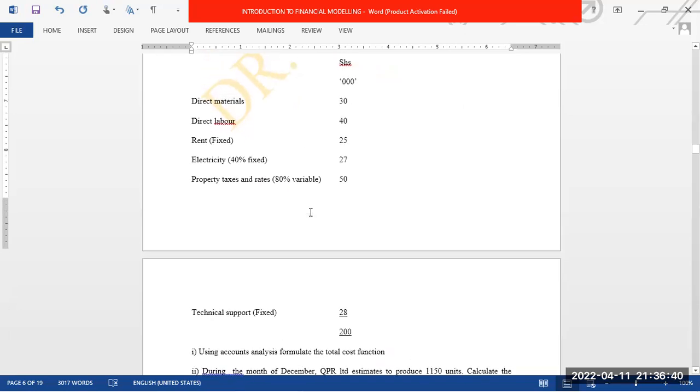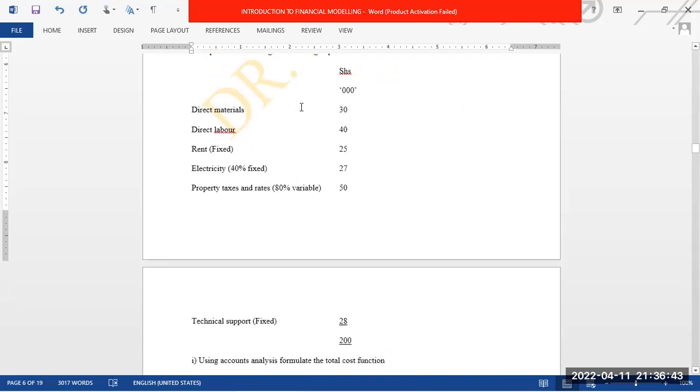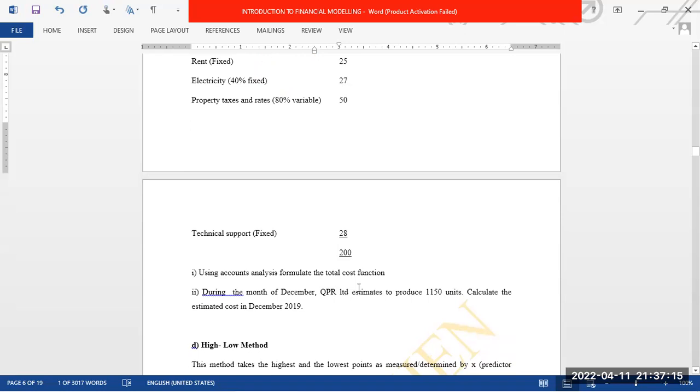Expense number one is direct material, which cost 30. They are in thousands, and you can see here they are in thousands. So direct material 30,000, direct labor 40,000, fixed cost which is rent 25,000, electricity 40,000 fixed, then property tax rate 80% variable, then technical support fixed 28%. So using the high-low or using the account analysis, formulate the cost function.